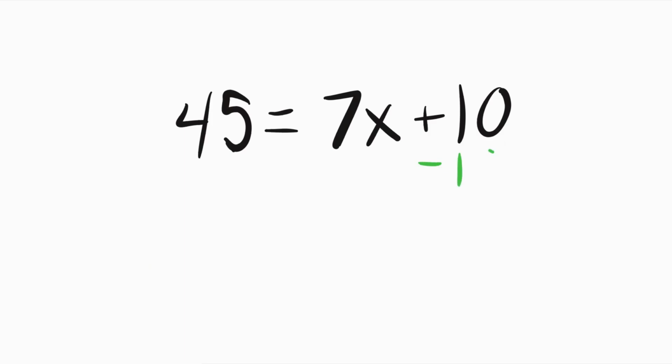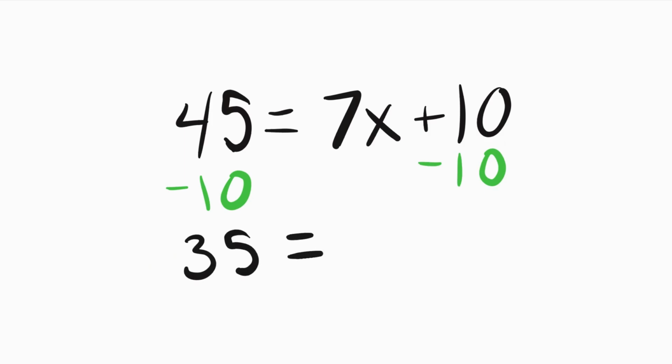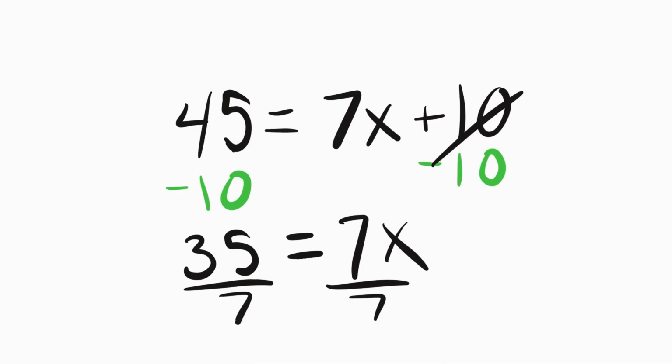Right, we got to get rid of that 10. So we're going to do minus 10, minus 10. Perfect. Same as every time right now in these two-step equations. And then we have 45 minus 10, which is 35, equals, and now that plus 10 and minus 10, they just get canceled. So we have 7x left here. And we have 7 times x, so we have to do divided by 7, divided by 7. And we get 35 divided by 7 is 5 equals x.